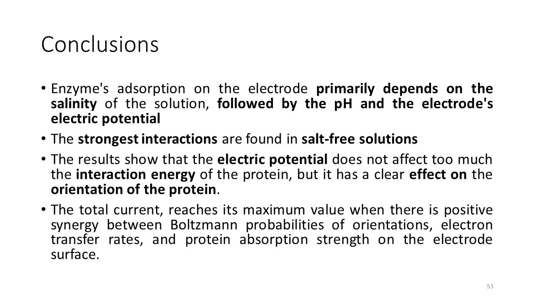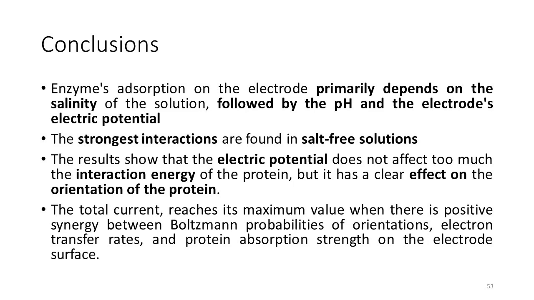Finally, we arrived at the section of conclusions. As a first conclusion, I can say the absorption of the hydrogenase on the surface of the electrode, measured by the interaction energy, was mainly affected by the presence of salts in the solution. The second variable that was tested that was more or less important was the pH, and after that was the electric potential applied on the electrode.